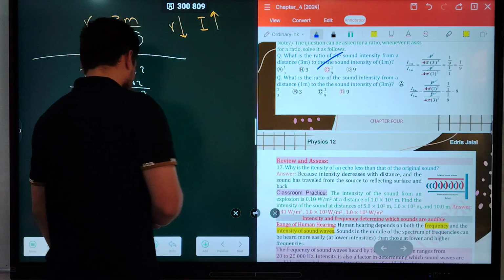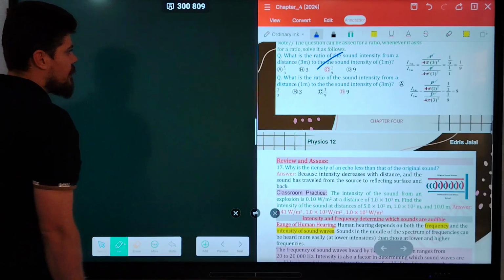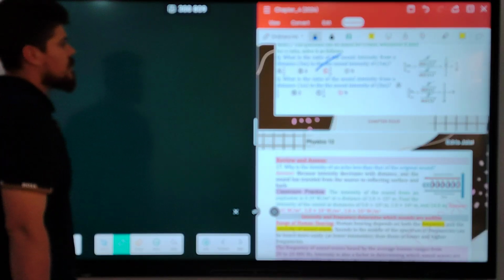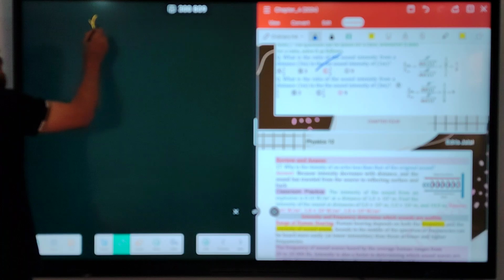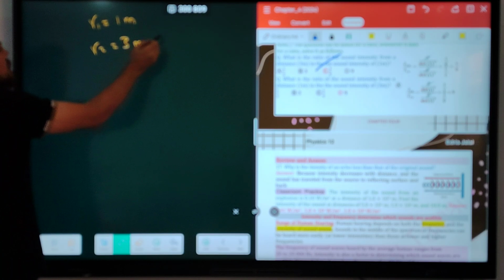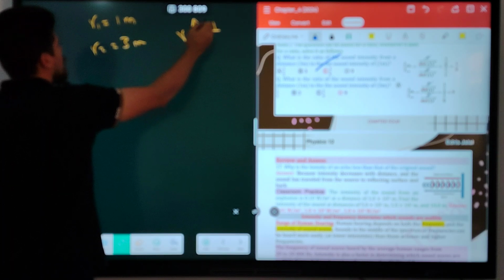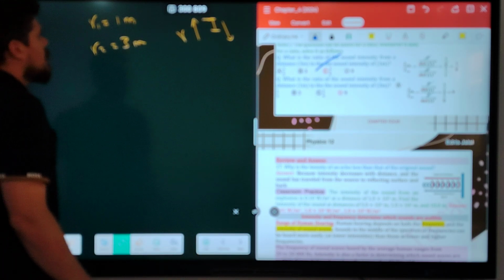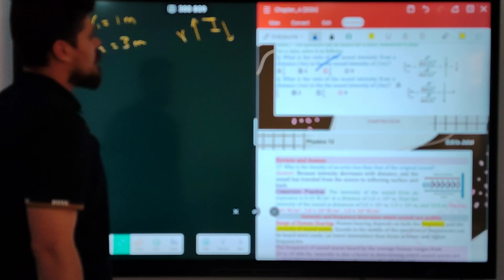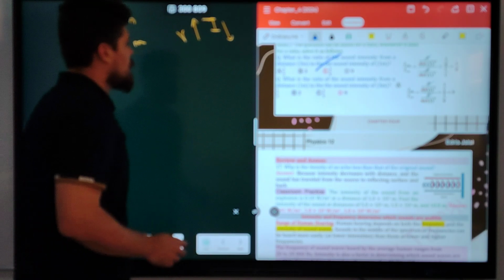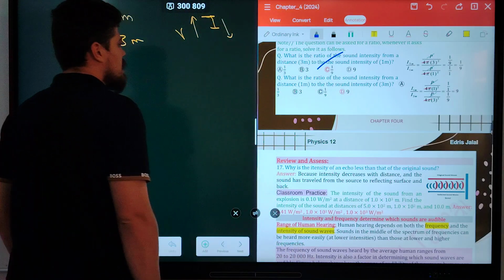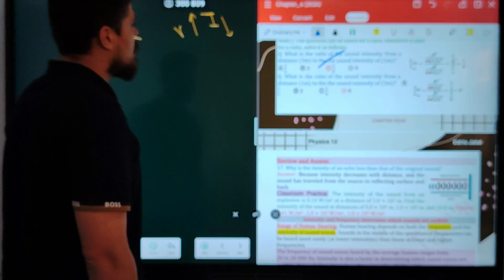Another question about the ratio. What is the ratio of the sound intensity from a distance of 1 meter to the sound intensity from a distance of 3 meter? R1 is 1 meter, R2 is 3 meter. R gets more, so the intensity must be less. Okay? Because from 1 meter to 3 meter, the distance increases, so the sound intensity is less.